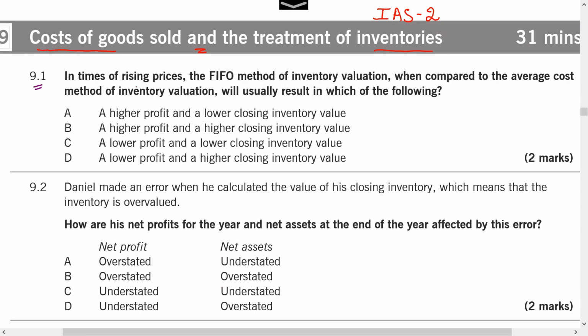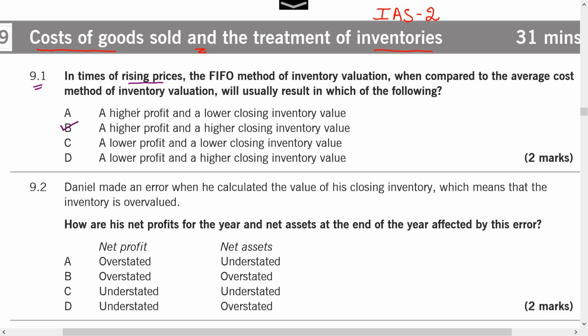So here we have our question number 1. In times of rising prices, FIFO method of inventory valuation when compared to average cost method of inventory valuation will usually result in which of the following? And it is an important question from the exam point of view because the examiner frequently tests this question or a similar question. Okay, and its answer will be B.